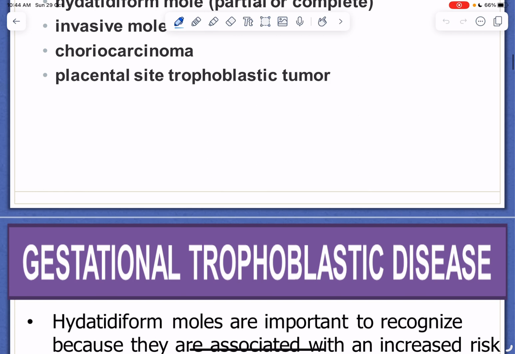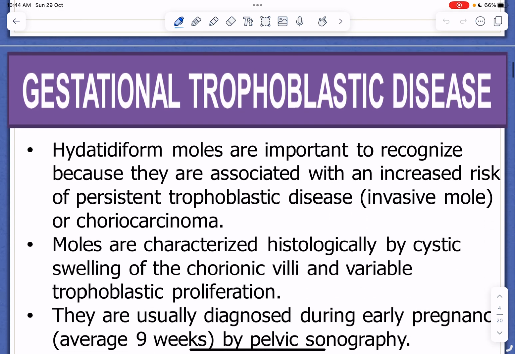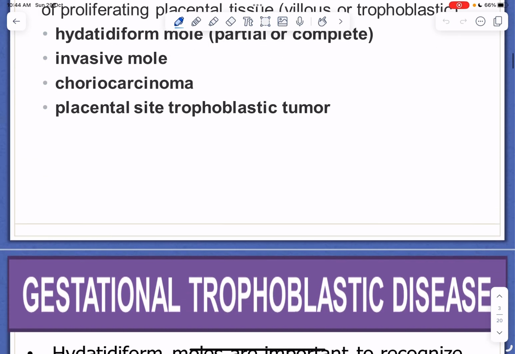The other tumor is the placental site trophoblastic tumor. From its name, it arises from the placenta, at the site of the placenta. So we call it placental site trophoblastic tumor. It arises from which cell? It arises from intermediate trophoblast.